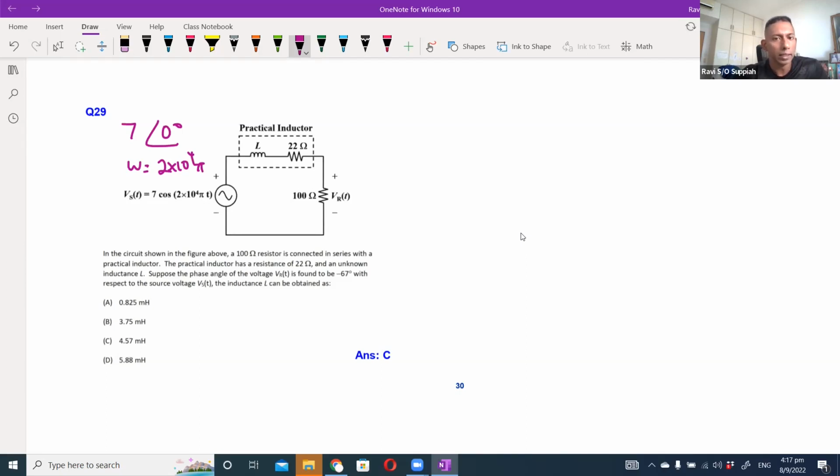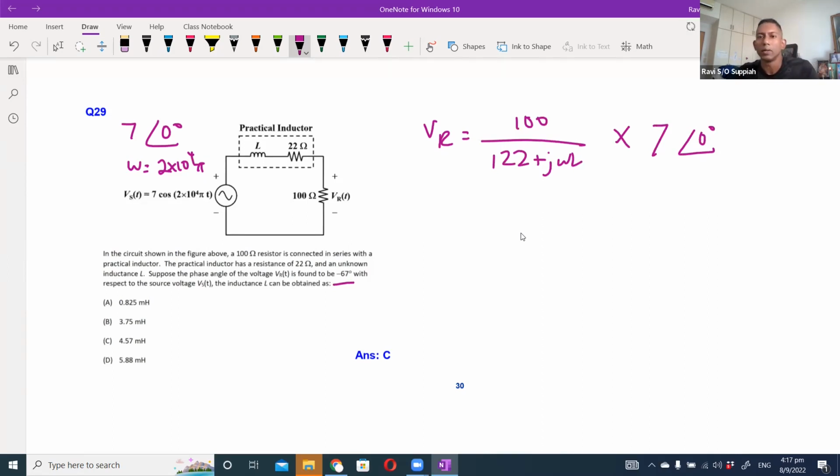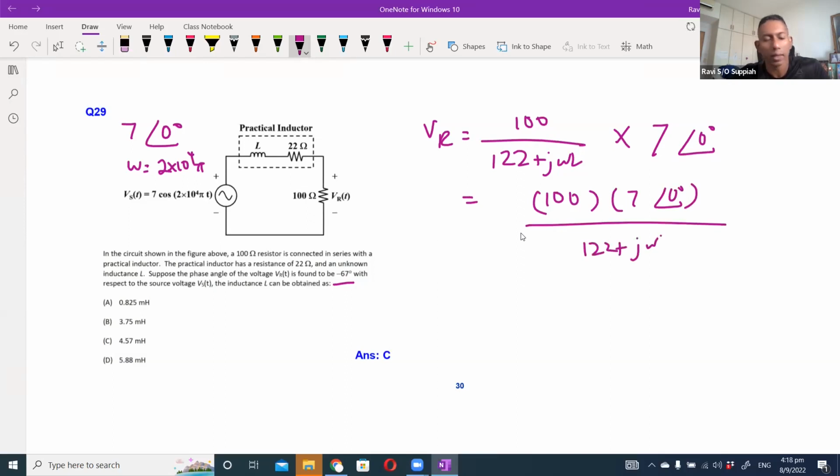We know that the VR is found to be negative 67 degrees with respect to the source. If I were to write the expression for VR, just like how we do the voltage divider rule, it will be 100 over 122 plus j omega L times the source, which is 7 angle 0 degrees. Putting it together so it's easier to see: 7 angle 0 degrees times 100 over 122 plus j omega L, correct?